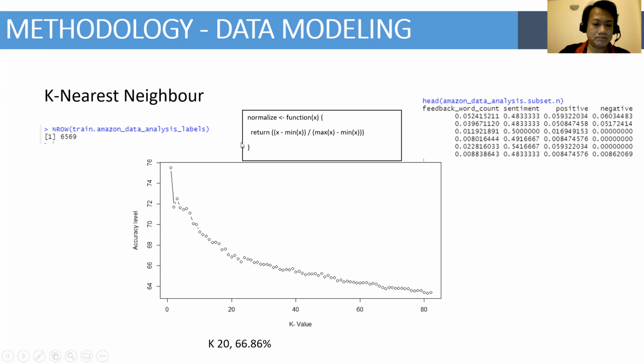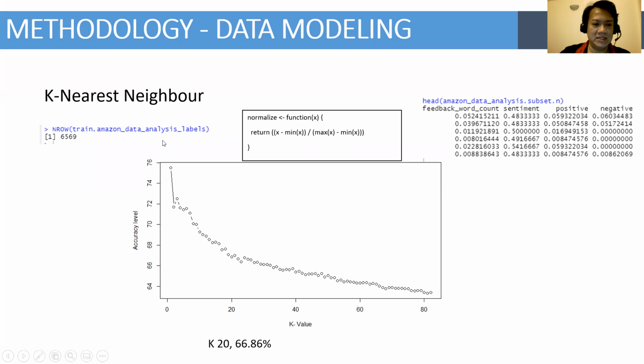In this case, for the K nearest neighbor, or the KNN, we have decided to normalize all the features, which are the feedback word count, the sentiments, the positive, and as well as the negative. This is actually to help the machine learning give us a better clustering of the data.